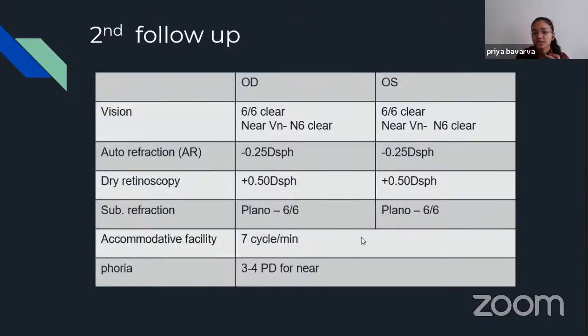In the second follow-up, the patient's vision in both eyes is 6/6 clear, and N6 is the near vision. On auto refraction there is -0.25 diopter spherical in both eyes, and the patient's dry retinoscopy is +0.50 diopters spherical in both eyes. In subjective refraction he accepts plano with 6/6 vision in both eyes, and accommodative facility is 7 cycles per minute, so it increased toward our expected value. In the first follow-up the patient had only 3, and the patient's phoria is 3 to 4 prism for near.